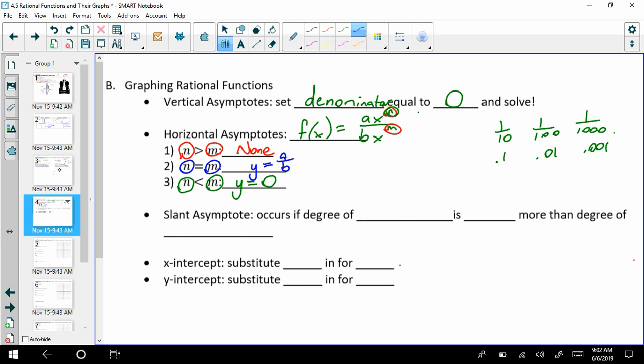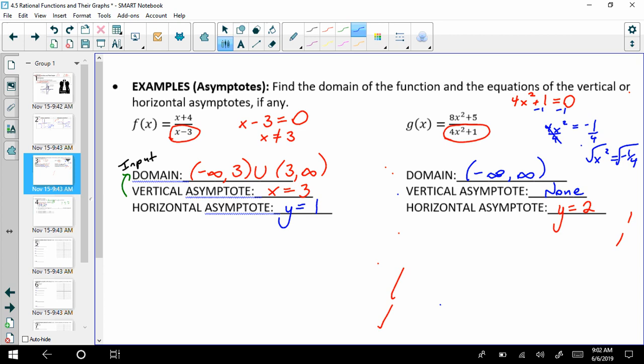So look back at these examples and let's see if we can figure out how I got my answers for the horizontal asymptotes. For this first one, let's look at our highest exponents. My highest exponent up top was a 1, and my highest exponent on the bottom was a 1. Since they were equal, I look at my a over my b, which were 1s sitting out front. So if I took a over b, that's how I got 1 for my horizontal asymptote.